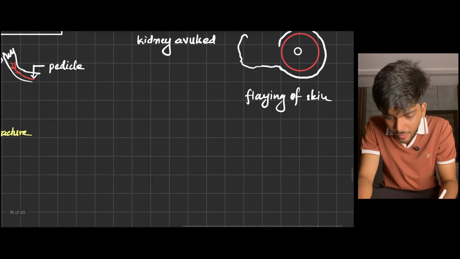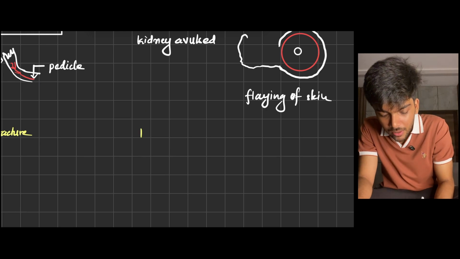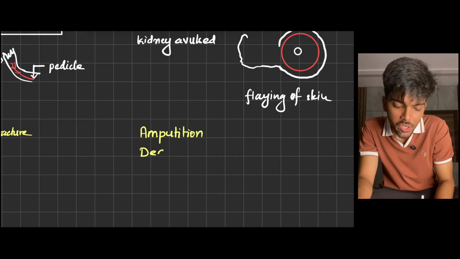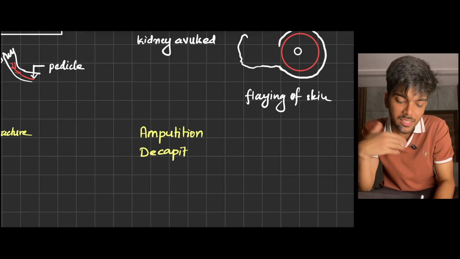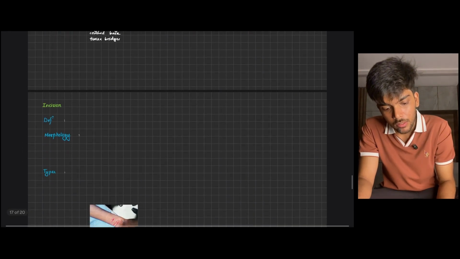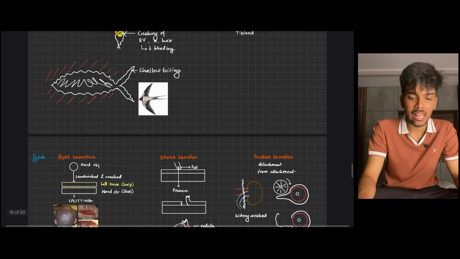Okay, then other examples are amputation, like decapitation. Head is removed at the level of neck. And with that, we are done with laceration as well.